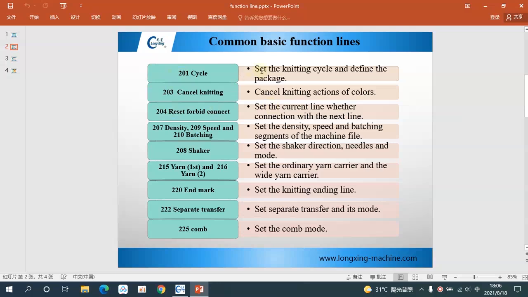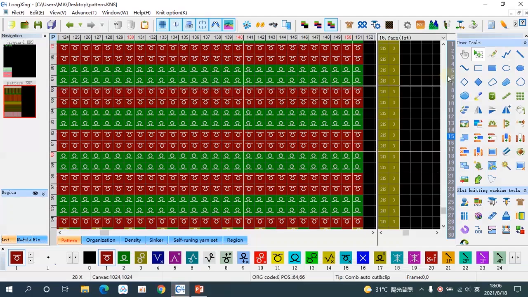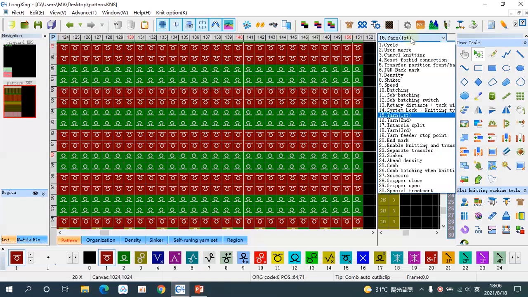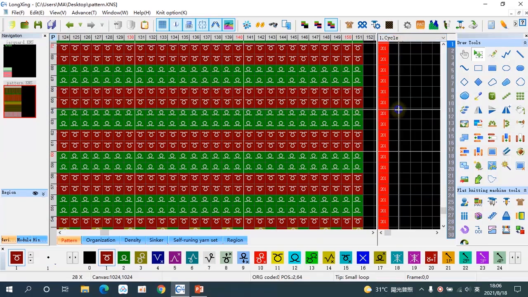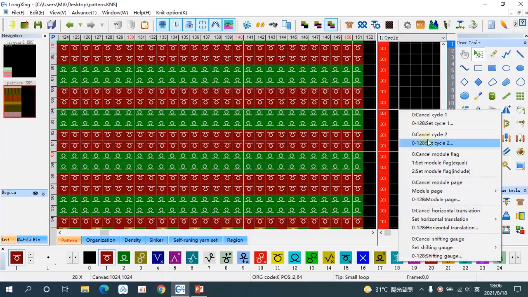201 circle, set the knitting circle and define the package. So in function lines, we choose circle, then right click. Now you can see there are two circle options, circle 1 and circle 2. Circle 1 indicates an internal circle. Circle 2 indicates an external circle.